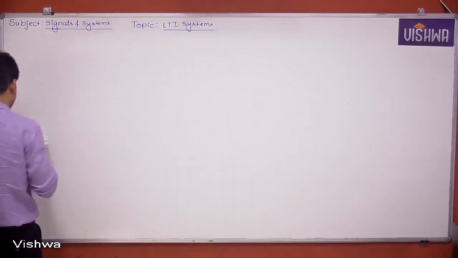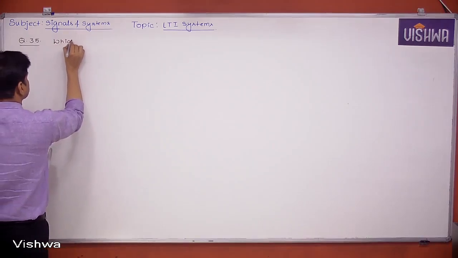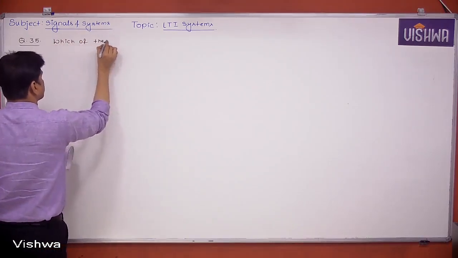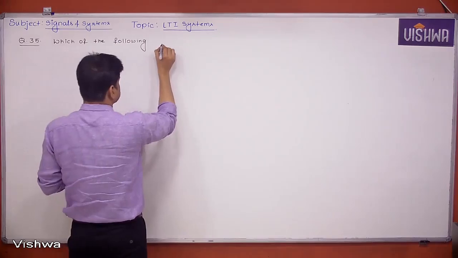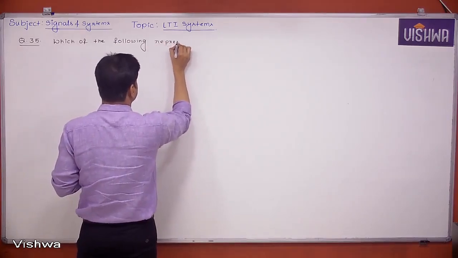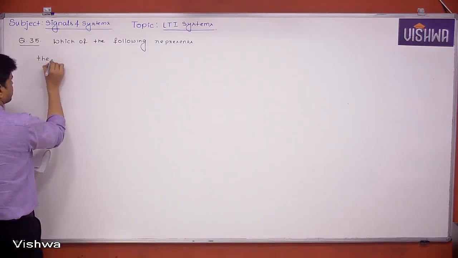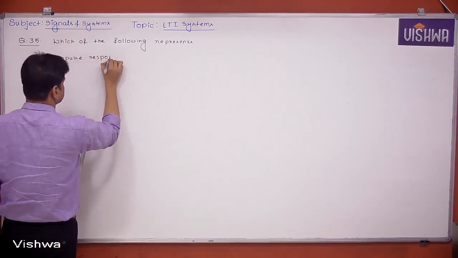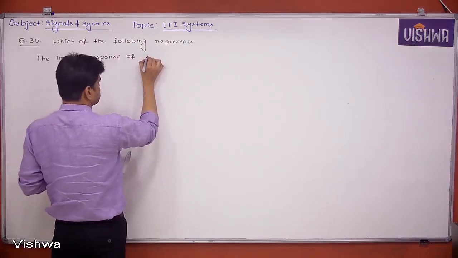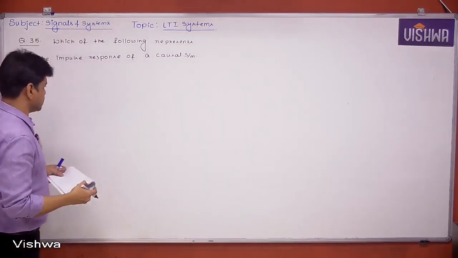Take it. So question 35. Which of the following represents the impulse response of a causal system? Option A.